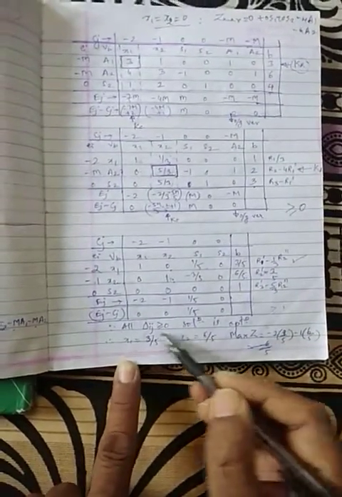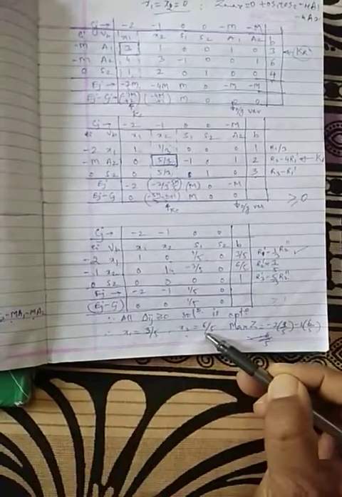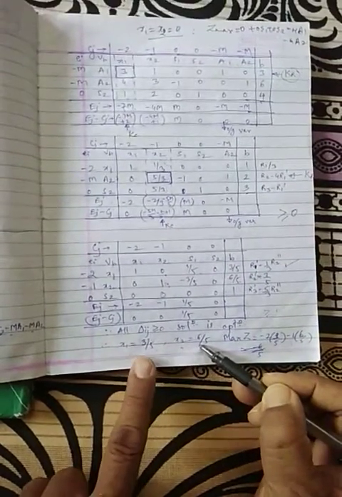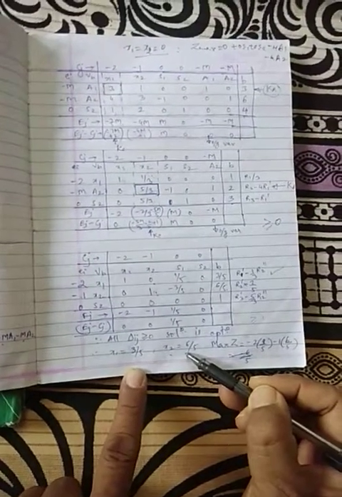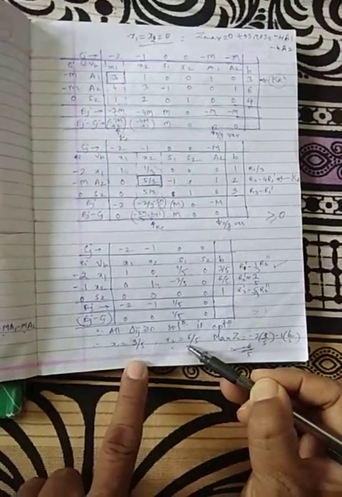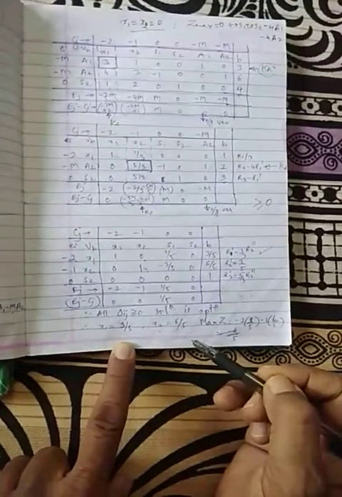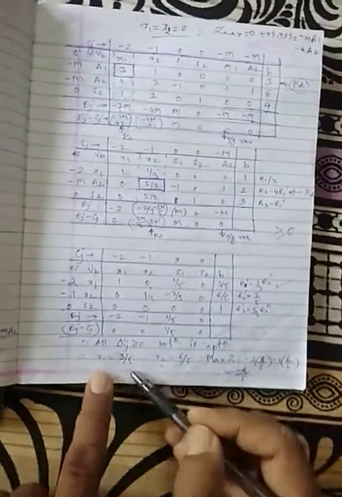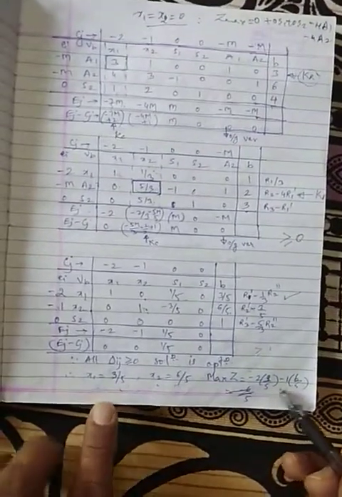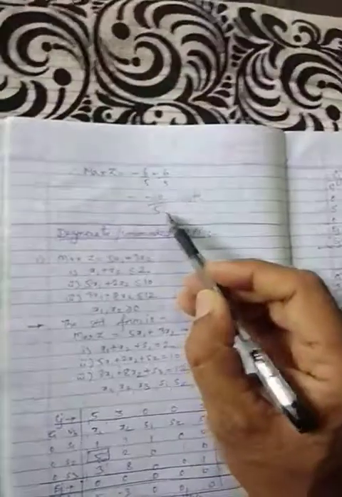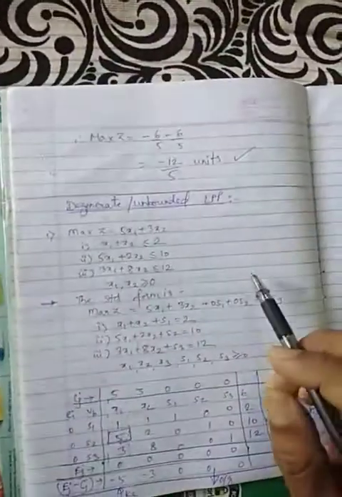So putting these values of x1 and x2 in the main LPP given, main objective function of the LPP given. What is the main objective function? Maximize z equal to minus 2x1 minus x2. In that, put the values of x1 and x2 and you will get the answer as minus 2 into 3 by 5 minus 1 into 6 by 5. Okay, so like this we will get the answer as minus 12 by 5 units. So here we complete the problem.